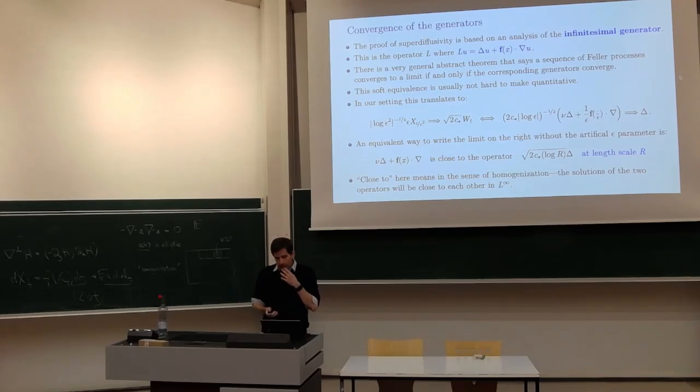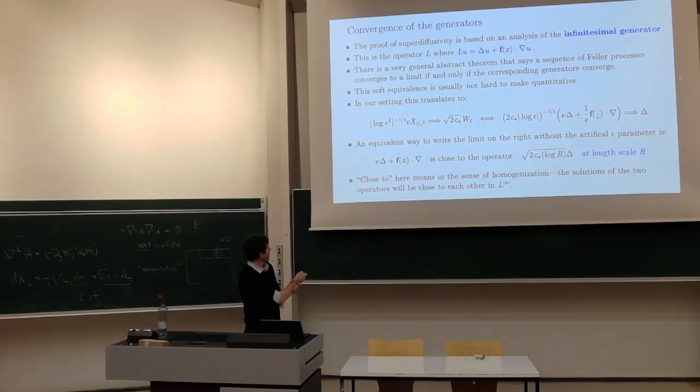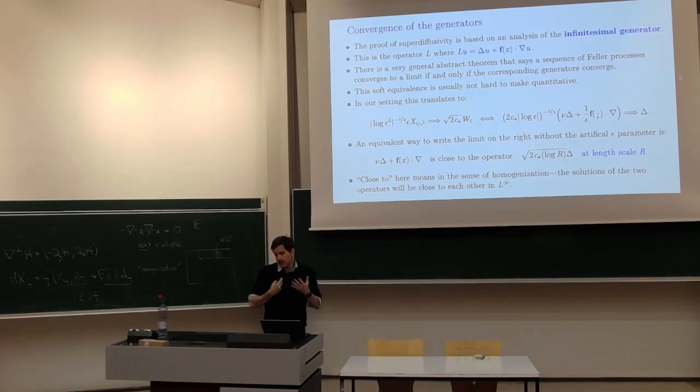If you don't want to introduce this weird parameter epsilon, which isn't really there, then you can go to the original scaling and say that this operator is close to this operator. This is a very vague way to say it, but you don't want me to say it precisely, I can assure you. This operator is close to this operator, where I have to multiply by this large constant, square root of log r, because that's the new diffusion. I think I wrote this right. And close to means in the sense of homogenization.